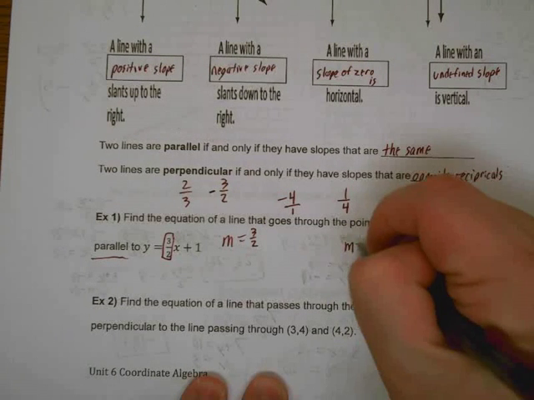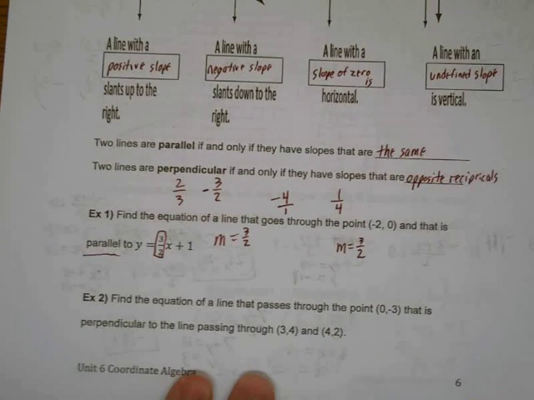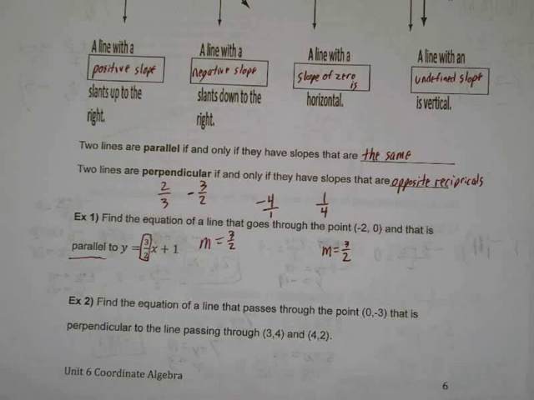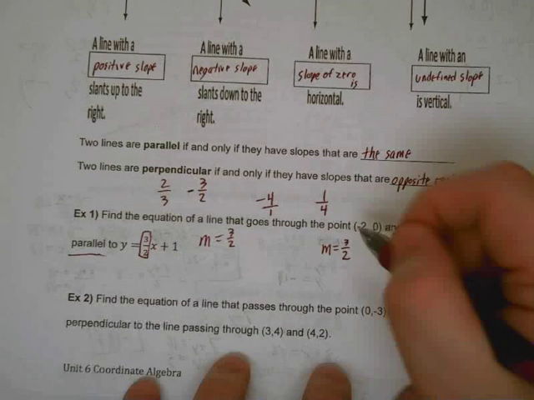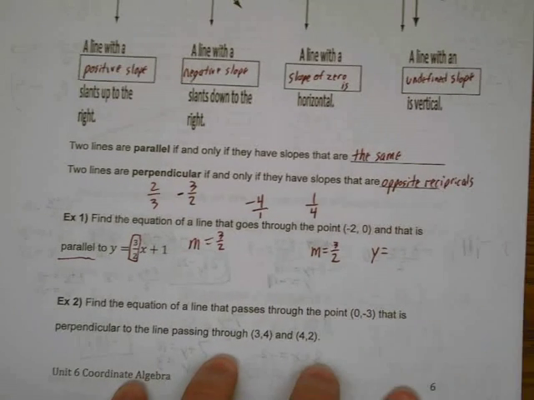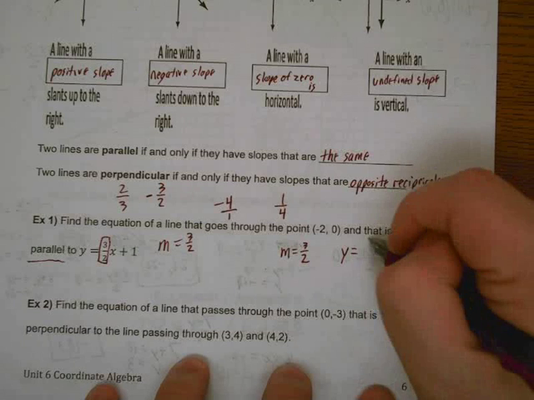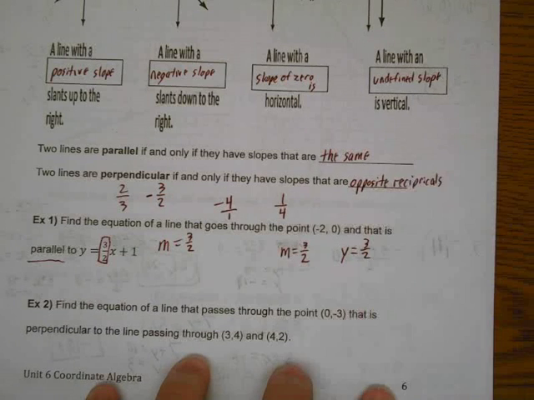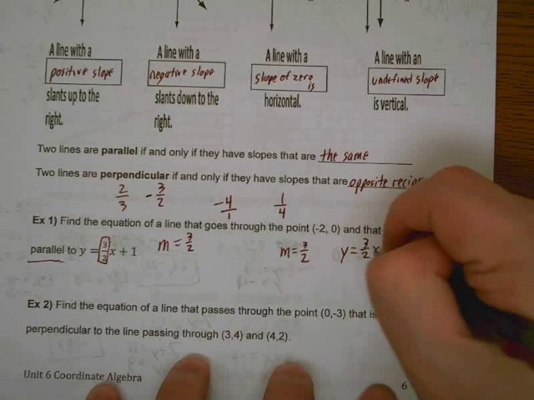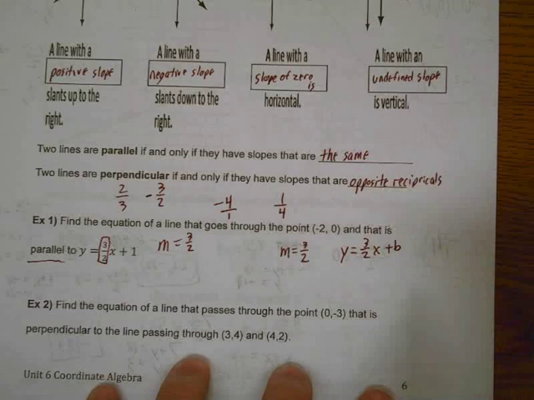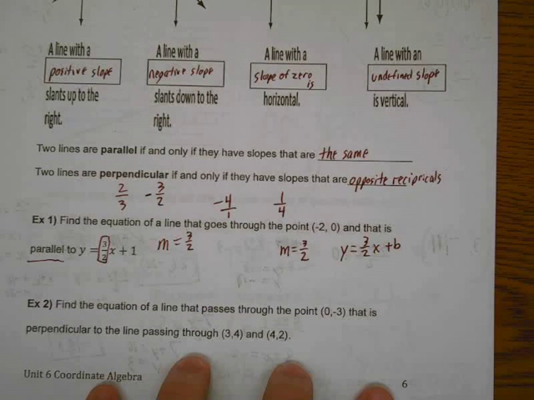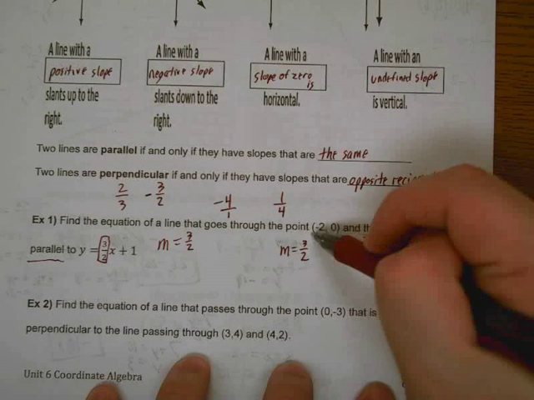So that means my slope for my new line is also going to be 3/2. Now, I don't know anything else about that line yet, so I'm just going to write that my new equation is going to look something like this. y equals 3/2, because we're just pulling that slope that we just found, x plus b, because I don't know what my new y-intercept is going to be yet.